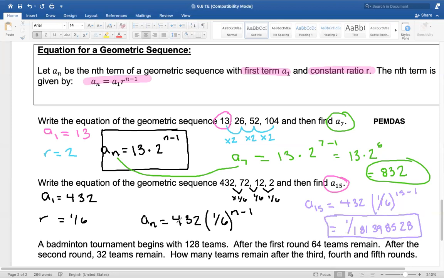So what's nice about this equation is that we can plug in any number that we want for n, n representing the term that you're looking for, and you can get the answer. If we wanted to find the 15th term, all we have to do is plug in 15 for n. That's pretty nice.